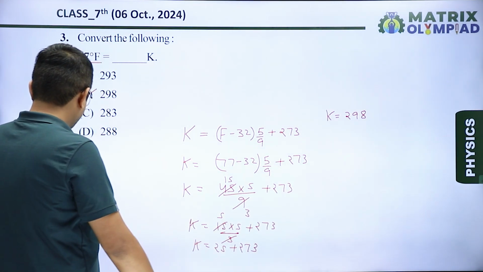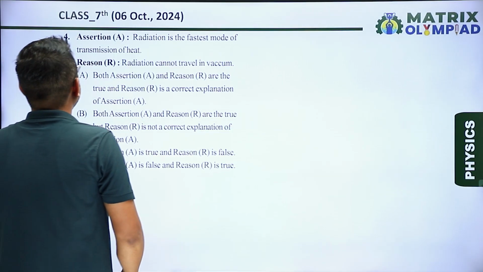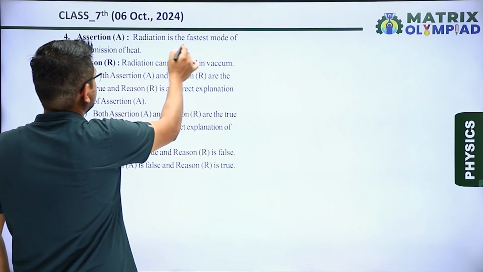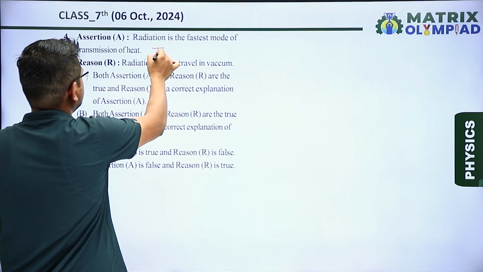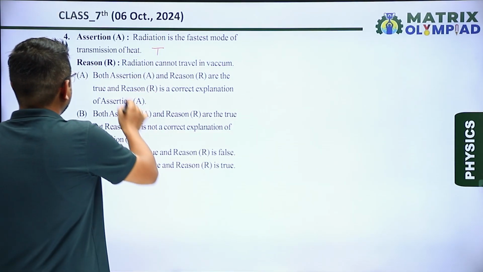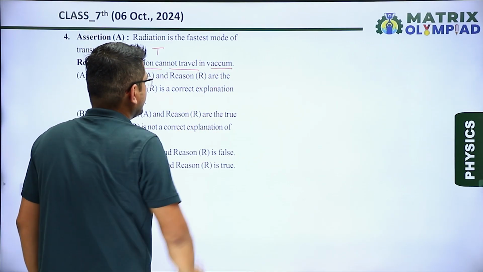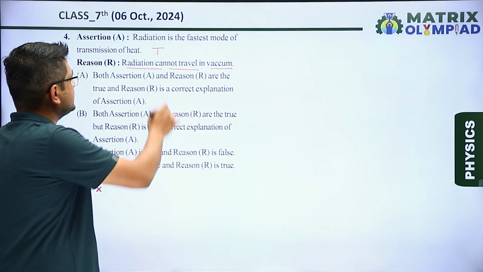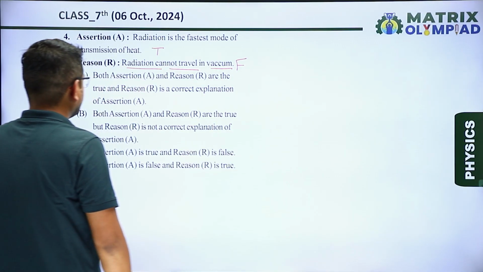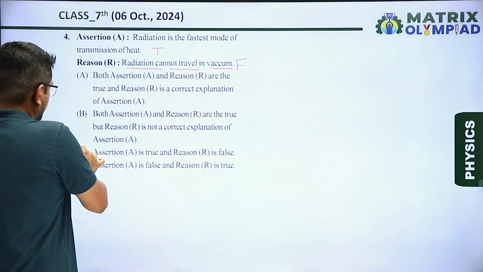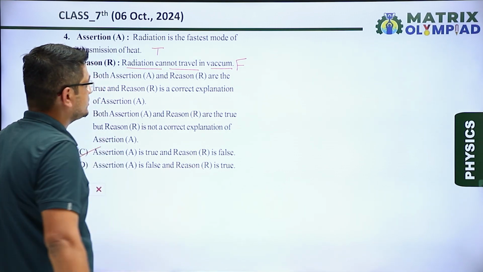Next question, question number 4, which is an assertion reason question. In assertion, it is said radiation is the fastest mode of transmission of heat. That is a true statement. In reason, it is said radiation cannot travel in vacuum. That is not true because radiation can travel in vacuum. So this is a false statement. Our correct answer will be option C, that is, assertion is true but reason is false.